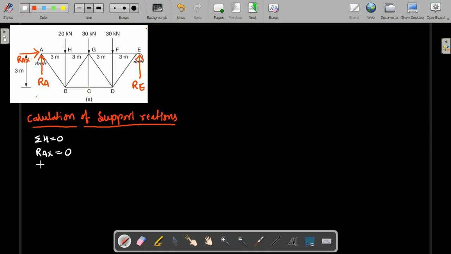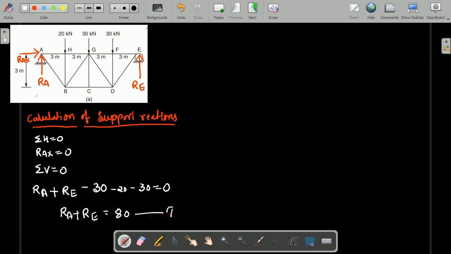Similarly, you need to apply the summation of vertical force is equal to 0. Observe the truss: Ra is a vertical force moving upward, therefore it is positive, plus Re is moving upward, that is positive, minus the point loads acting on the different joints, H, G, F. We have the different point loads, minus 30, minus 20 and minus 30 is equal to 0. So, from the summation of vertical force you get the equation Ra plus Re is equal to 80. Consider it as equation 1.